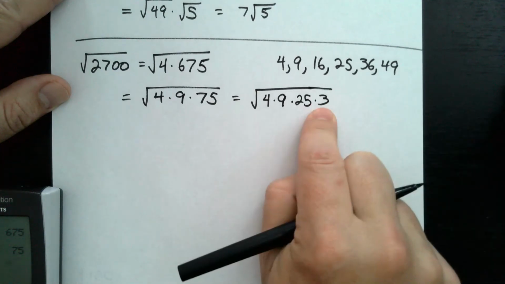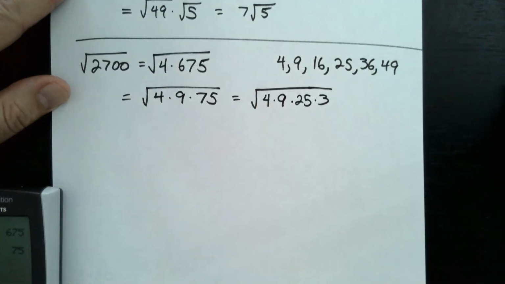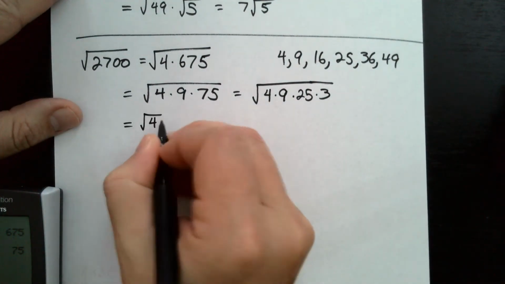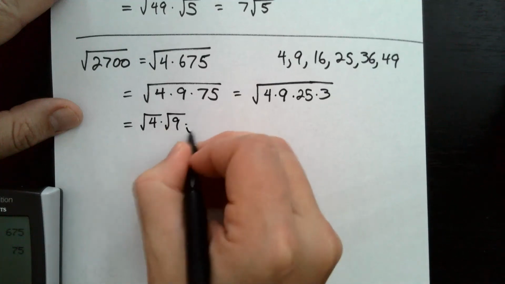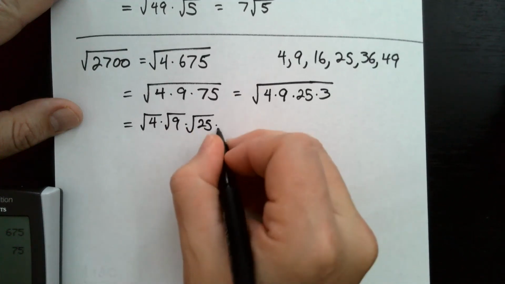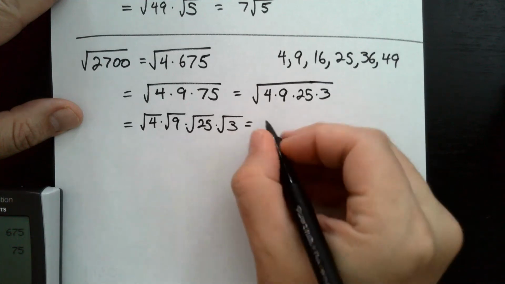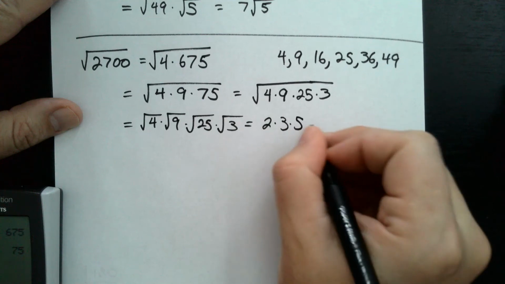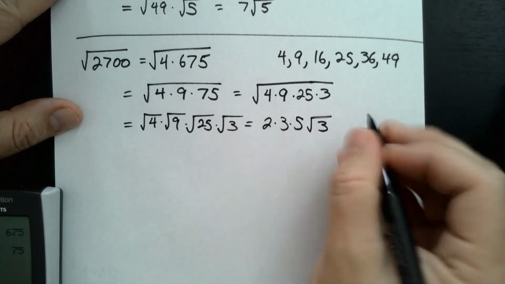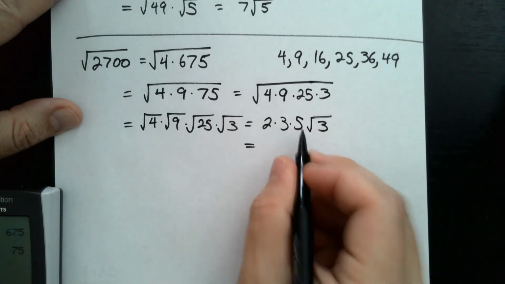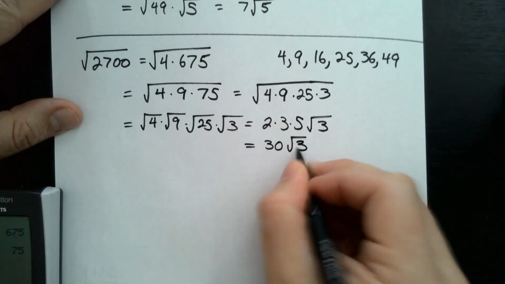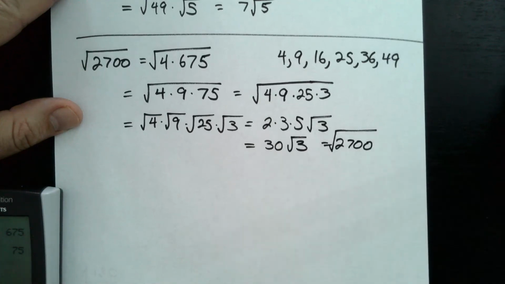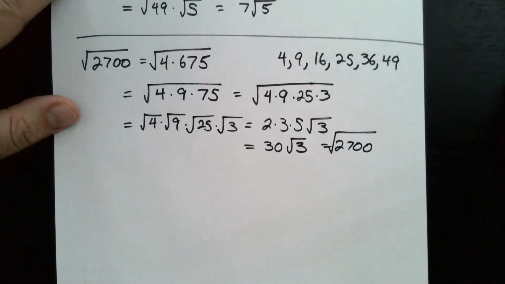Now that we have this small number left and it's not divisible by any of these, it's not on the list, then we are done. So we get the square root of 4, the square root of 9, the square root of 25, and the square root of 3. The square root of 4 is 2, the square root of 9 is 3, the square root of 25 is 5, and the square root of 3 stays there. So this becomes, let's see, 6 times 5 is 30. 30 square roots of 3 is the same thing as the square root of 2700. And you can check that one in your calculator if you would like.